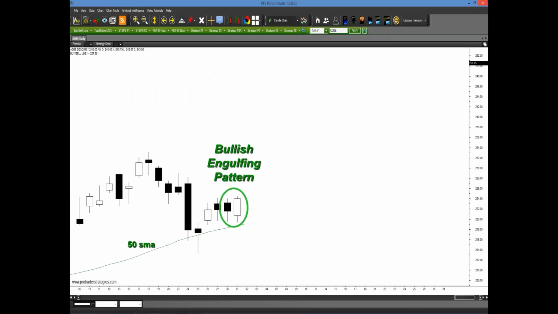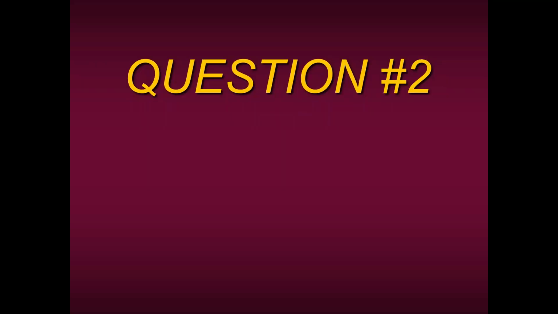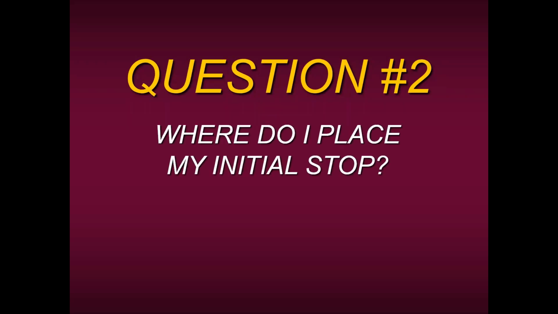And what do we have here? We have a bullish engulfing pattern. So let's say you decide to trade off this pattern, which is in line with the 50-period moving average, and you say to yourself, I'll buy once it trades just above that second bar in the pattern. Okay, fair enough. That's a good enough plan in order to initiate. But now this leads us to question number 2, which is, where do I place my initial stop?